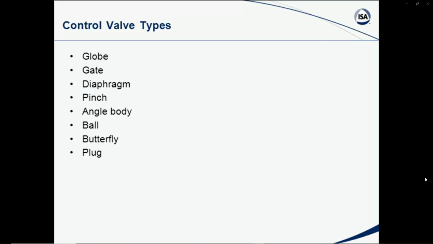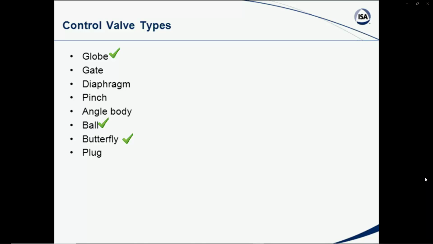Now, control valve types are different types of how they're built. They come in many different forms and fashions. A major type is a globe valve. One of the most used control valves, along with a ball valve and a butterfly valve, are probably three of our more popular control valves. And these are physically the type of control valve bodies you will run into.